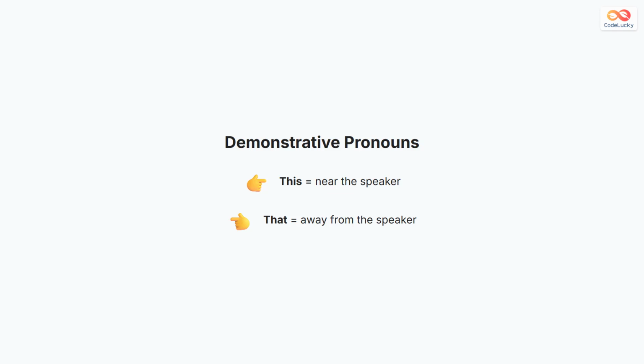The words this and that are called demonstrative pronouns. We use this when something is near the speaker. We use that when something is farther away from the speaker. These pronouns help us show which object or person we are talking about.